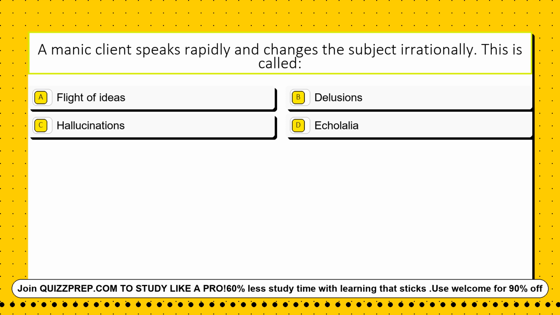Question 69. A manic client speaks rapidly and changes the subject irrationally. This is called option A. Flight of ideas. Option B. Delusions. Option C. Hallucinations. Option D. Echolalia.